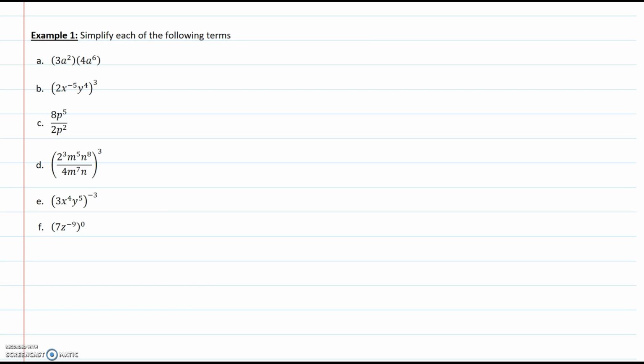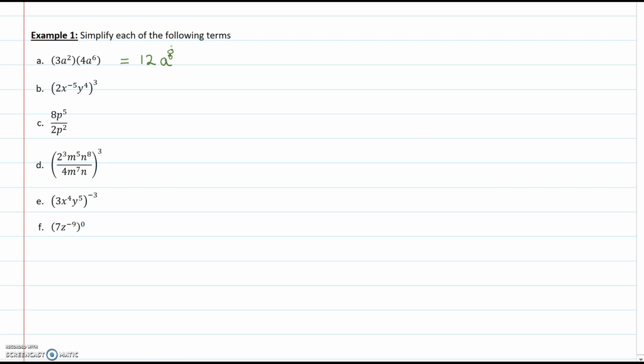So if we take a look at a, we have 3a squared times 4a to the power of 6. Parentheses means multiply. Okay, so we're multiplying everything here. So it's 3a squared multiplied by 4a to the power of 6. Well, the numbers we just multiply normally. So 3 by 4 is 12. And then the rule when we're multiplying the same variable together, the same base: when we multiply the same base together, we add the powers. So you only write the base out once, and then add the powers. 2 plus 6 is 8. So it's 12a to the power of 8.